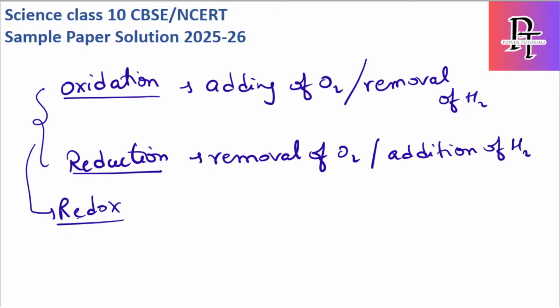Okay, so this type of question might come. For 2 marks, they can ask you to explain redox reaction and give an example. Then you have to say that redox reaction is a combination of both oxidation and reduction. Oxidation is addition of oxygen or removal of hydrogen, and reduction is addition of hydrogen or removal of oxygen. Okay, let's see whether this is a redox reaction or not.